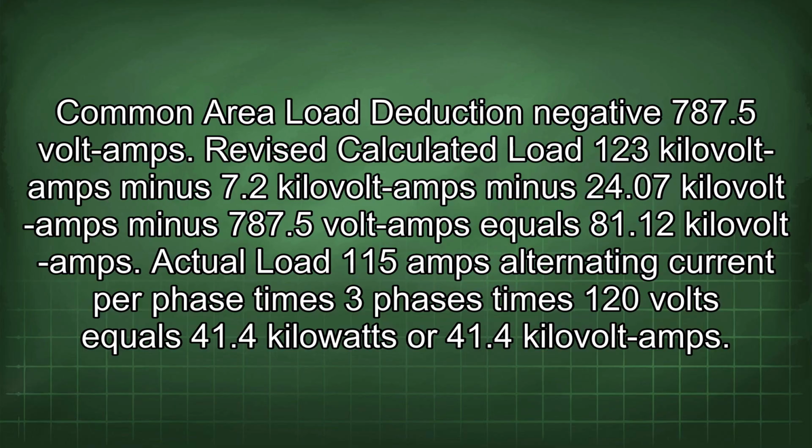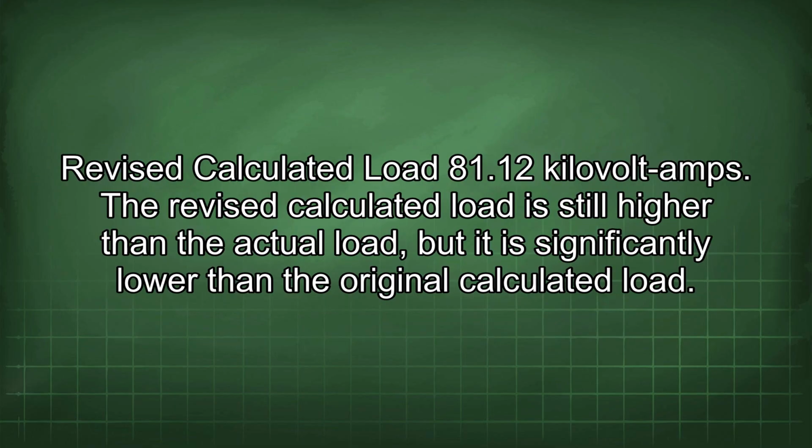Actual load: 115 amps alternating current per phase times 3 phases times 120 volts equals 41.4 kilowatts or 41.4 kilovolt amps. Revised calculated load: 81.12 kilovolt amps. The revised calculated load is still higher than the actual load, but it is significantly lower than the original calculated load.